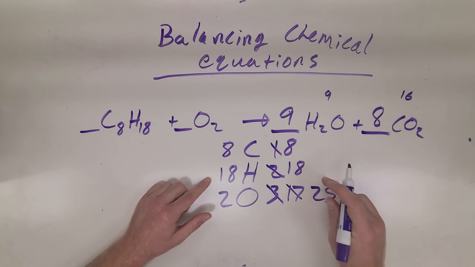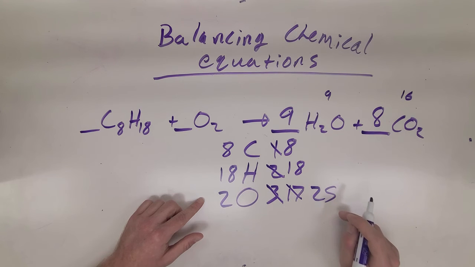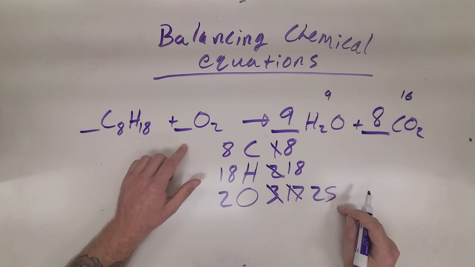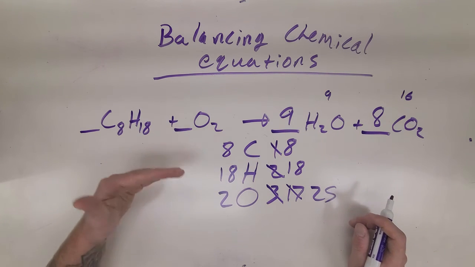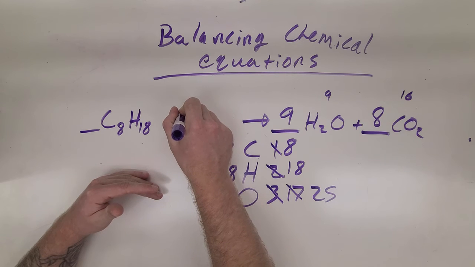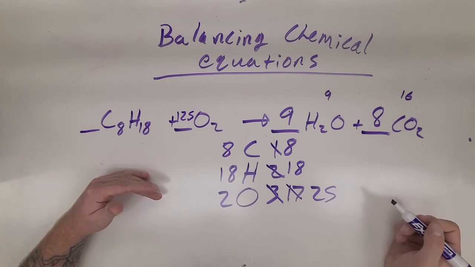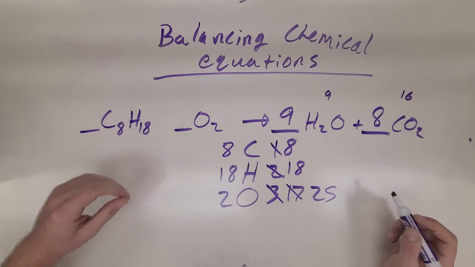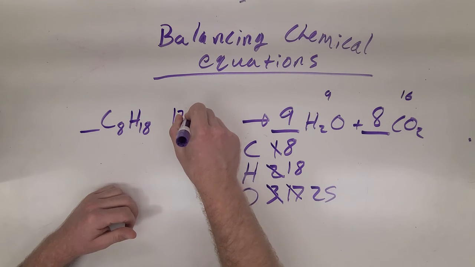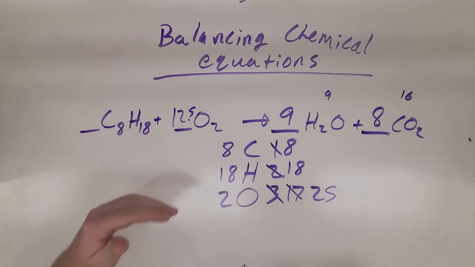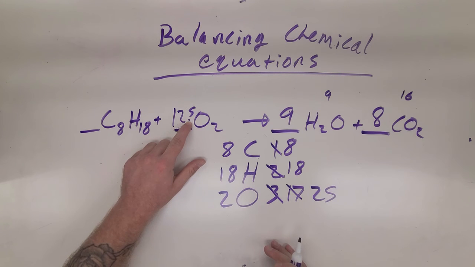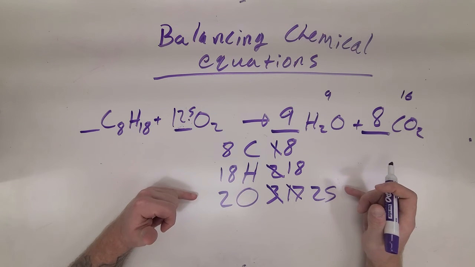Okay, last thing we've got to look at here is oxygen. We have 25 oxygen atoms over here and 2 over here. What do we need to put here to get this equal to 25? Some of you may be thinking, this is going to have to be 12.5, right? But we can't just add half of an oxygen molecule. It's got to be whole proportions. We can't just split an oxygen molecule in half, because that's not how it actually works.